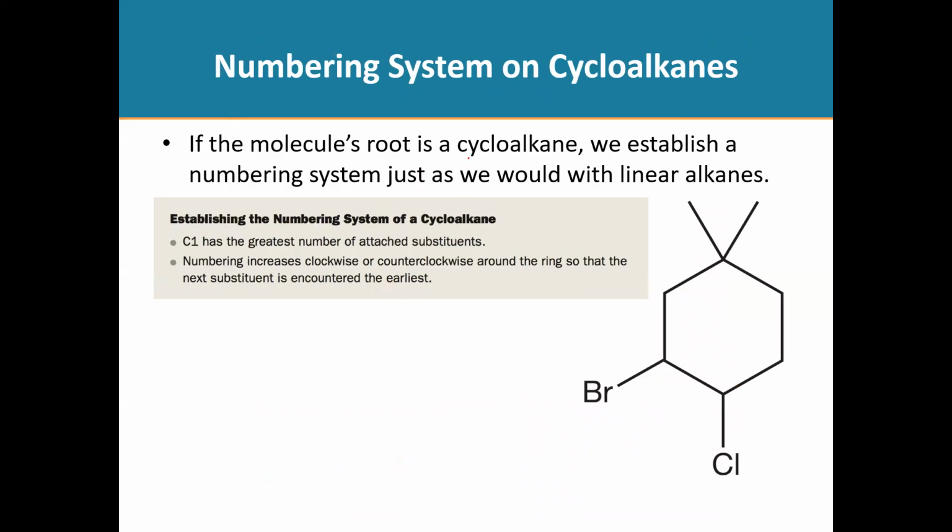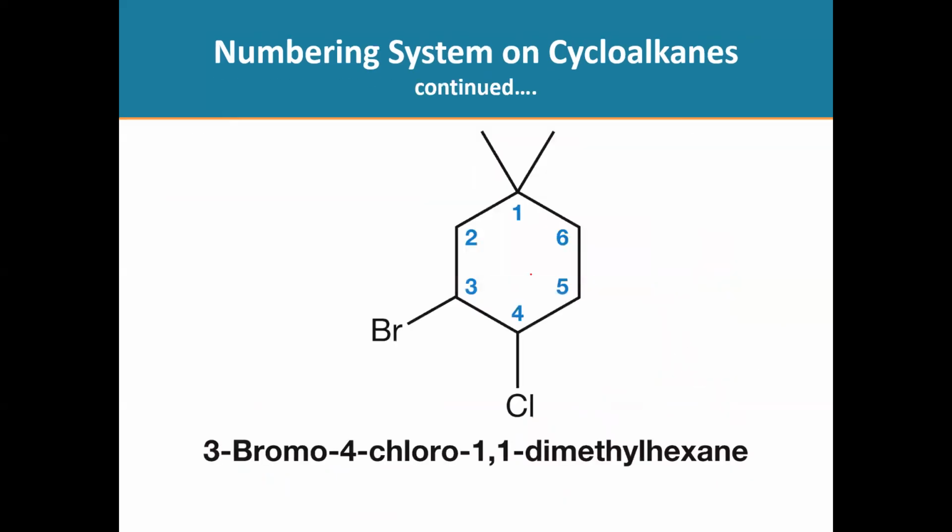So if a molecule's root is cycloalkane, we establish a numbering system just as we would with linear alkanes. So C1 has the greatest number of attached substituents. They're saying that would be C1. Numbering increases clockwise or counterclockwise around the ring so that the next substituent is counted earliest. So 2, 3, so we do go at 3, 4. So that's why you go this way, just following the rules. We had the most here. The next one here, because if you think about this, if we went around clockwise, we wouldn't hit the first one till 4, but 3 is less than 4, so that's why we go that way. So it's 3-bromo, 4-chloro, 1,1-dimethylhexane.